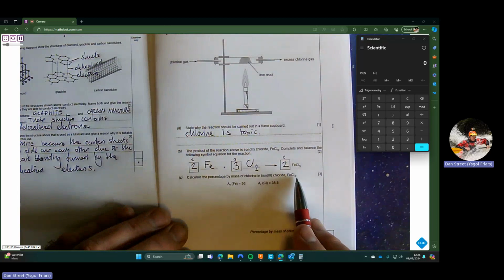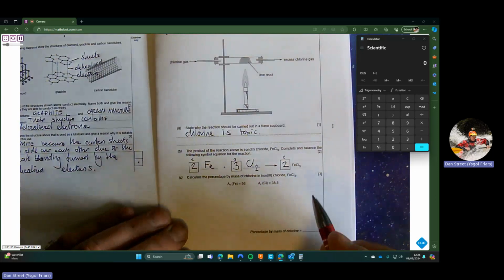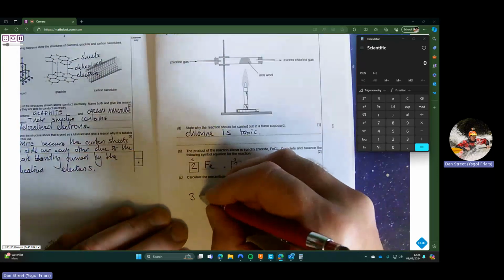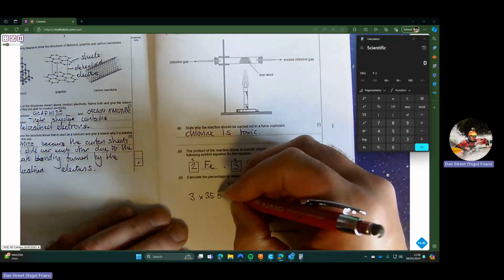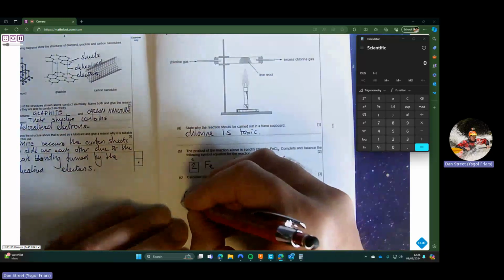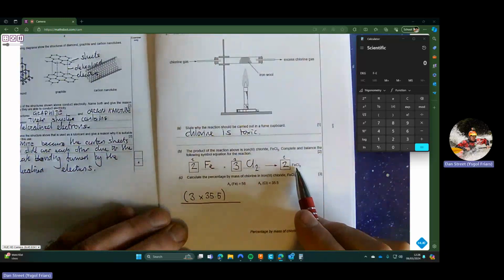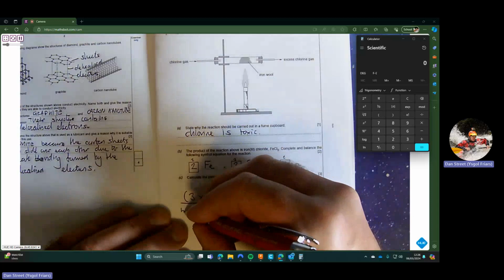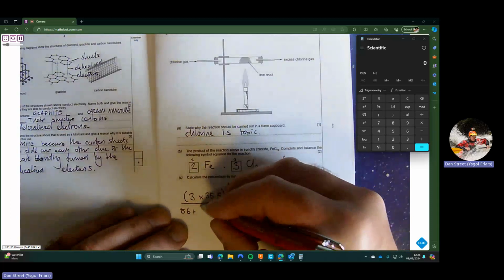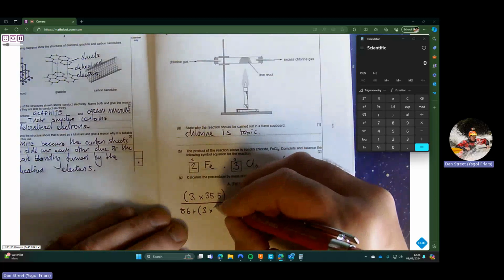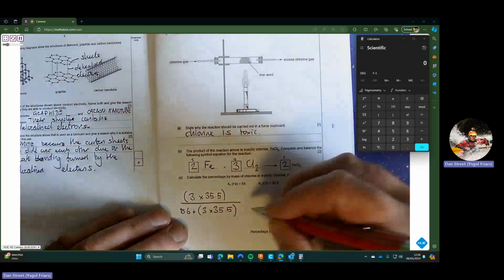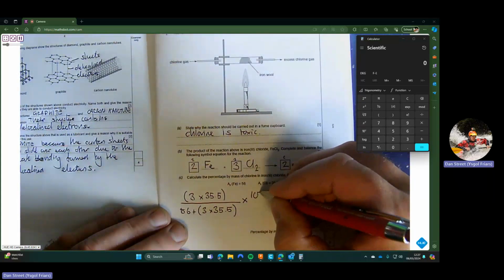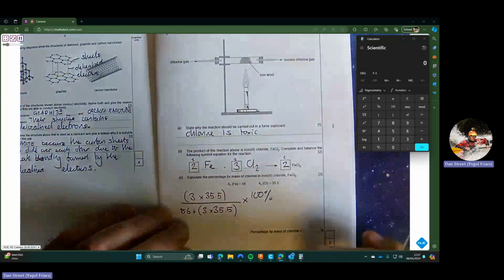Okay, so in iron 3 chloride there are 3 chlorines. Okay, so to calculate the percentage by mass, we would need to do 3 times 35.5. That's the mass of chlorine, and then if we divide that by the mass of the whole molecule, okay, which would be 56 plus the 3 times 35.5, because that would be the mass of the formula FeCl3, and then we would multiply that by 100 once we've got an answer.